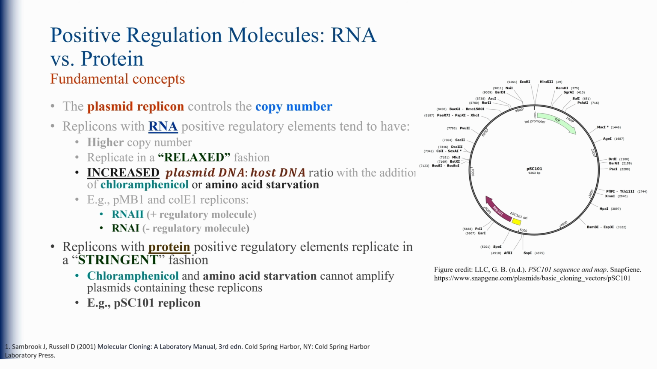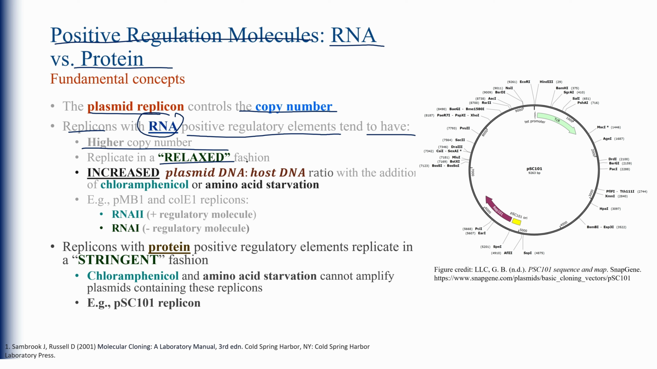Importantly, you should recognize some aspects about the positive regulatory molecule in the context of replicons. And you should recognize the differences that entail by having either RNA positive regulatory molecules or protein positive regulatory molecules. So recall that the plasmid replicon controls the copy number, and replicons with RNA positive regulatory elements tend to have higher copy numbers. They replicate in a relaxed fashion, as I mentioned earlier. And also, you can have an increased plasmid DNA to host DNA ratio with the addition of chloramphenicol, or alternatively, amino acid starvation, adding a condition whereby you starve your host cells of amino acids.